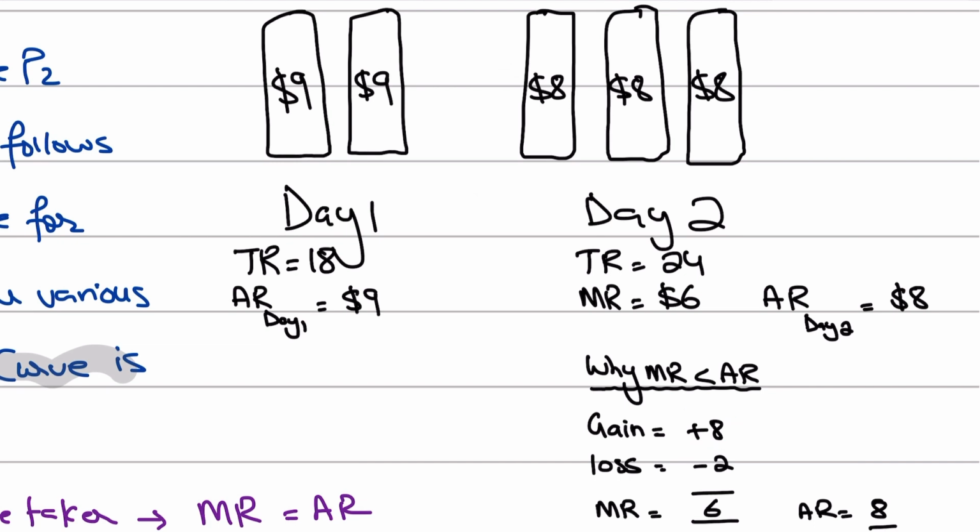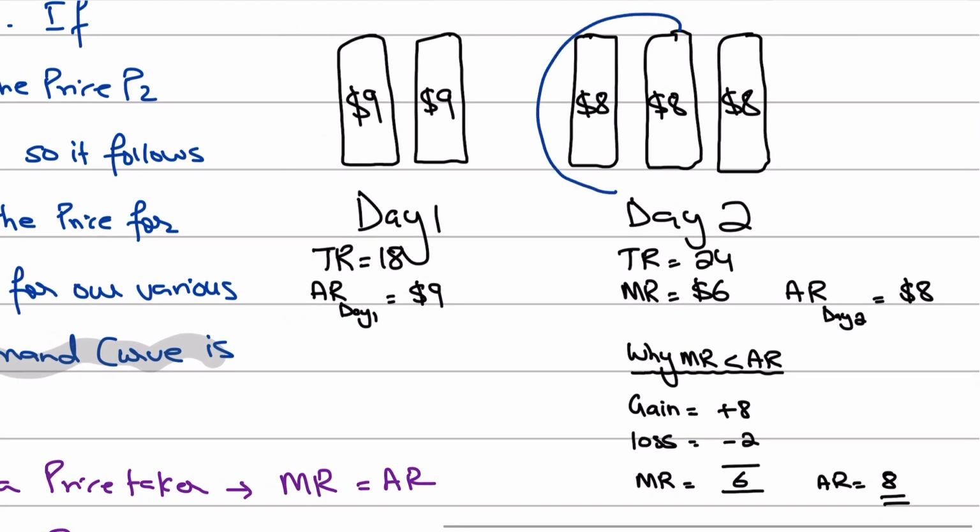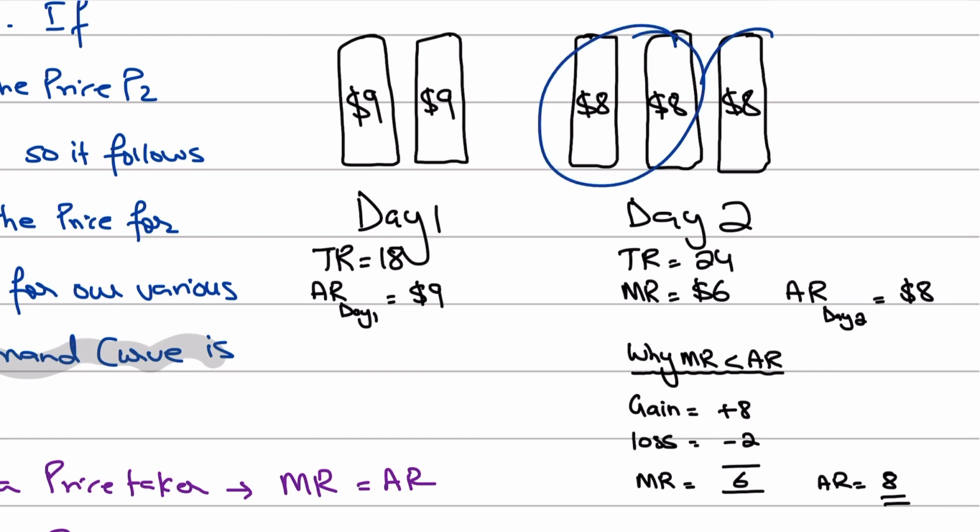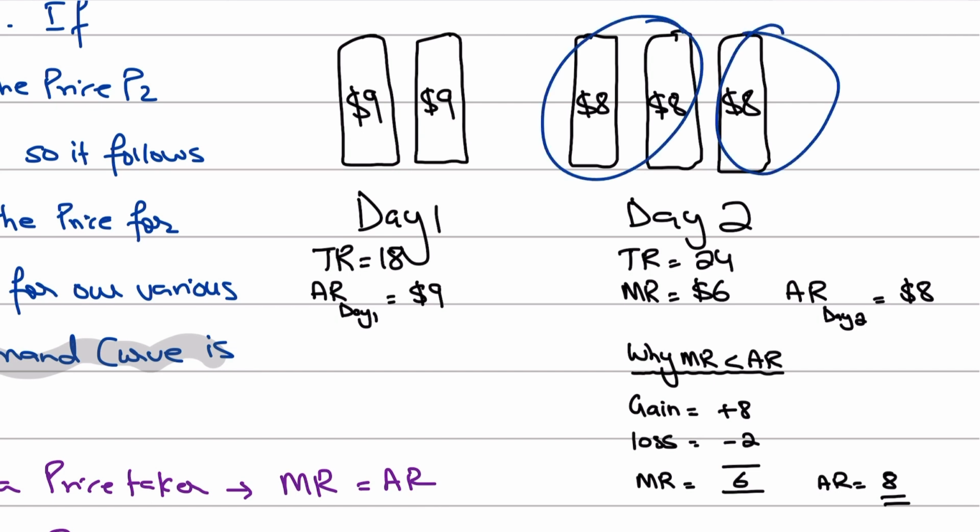But although we gained $8, we also lost $2. You need to understand this. On day two, we ended up selling three chocolates, right? Three chocolates means two chocolates plus another chocolate. But these two chocolates were also sold on the first day, and they were sold at a higher price, that is $9. So out of the three chocolates on day two, two were also sold on day one.